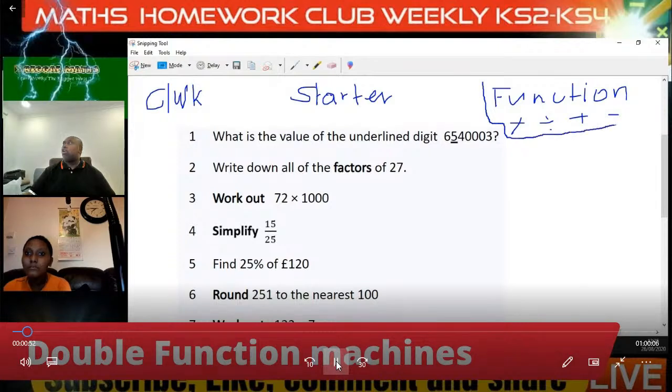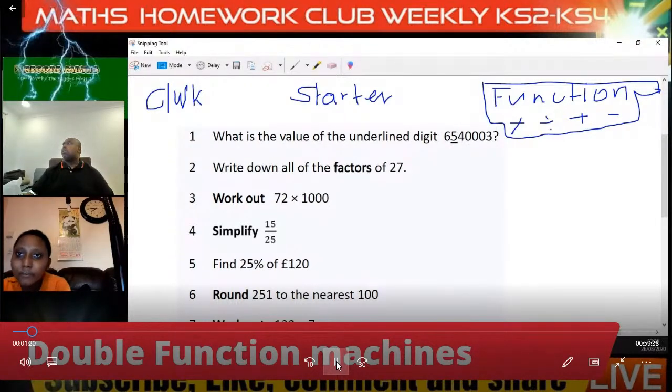Now, what we're going to do is something known as a double function. Basically, we're going to combine two of these together, or even do it twice, and see what happens. But before we do that, we'd like to complete some of the work we've done and do this starter, because this is a numeracy skill. So the first thing here is, can you read this figure for me?